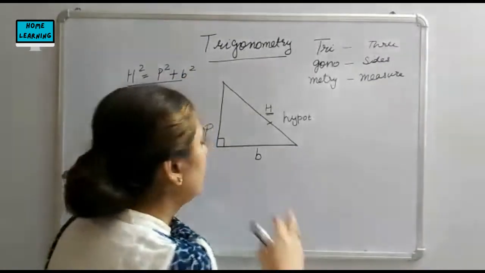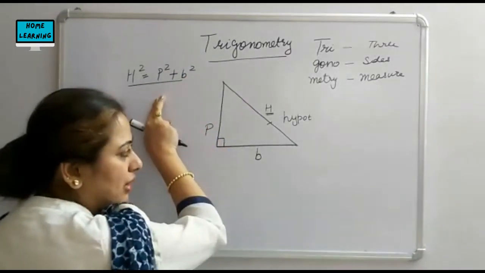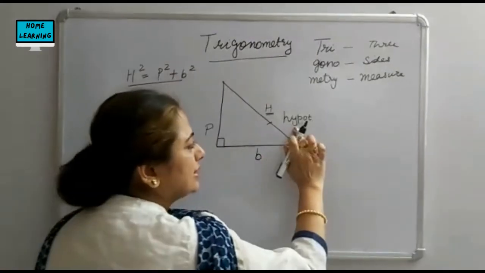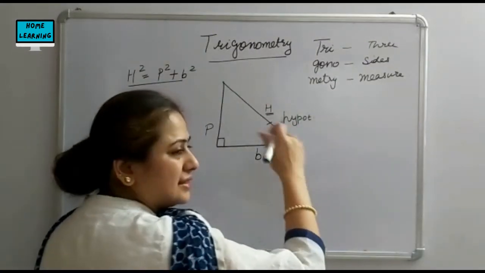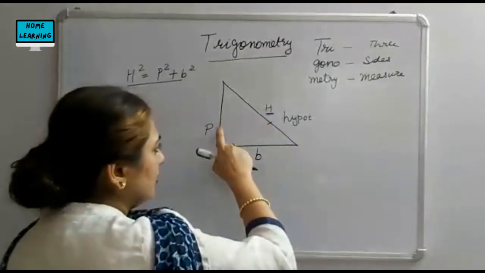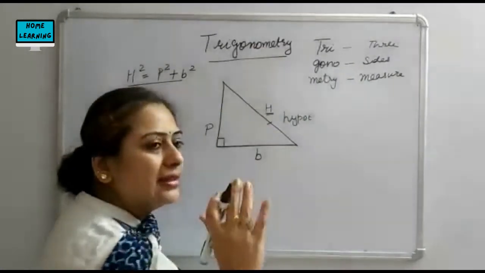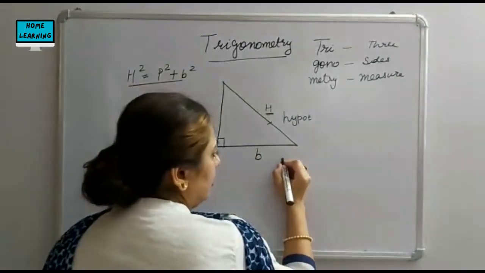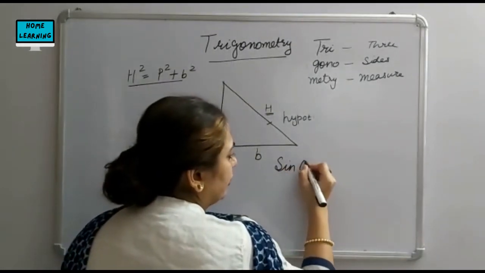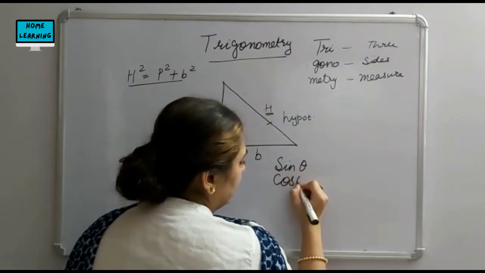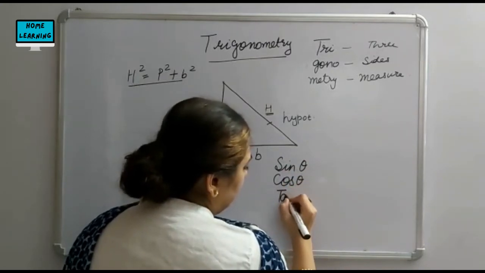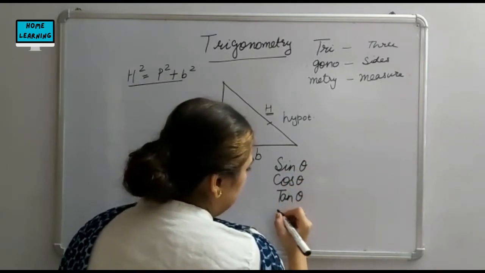Measure of these come from this equation. I hope you all remember, because this is the biggest side. This is opposite to perpendicular. Now for learning the measures of trigonometry, there is a very simple concept.